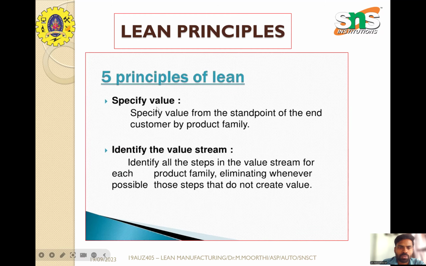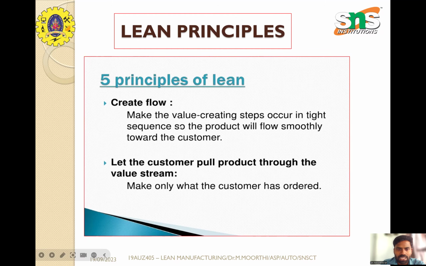Next is to specify the value, finding exactly the points in the process that add value to the process or industry. Next is identifying the value stream mapping. We need to find the entire process that really adds value, eliminating waste wherever possible. Next is creating flow, where we need to find the flow of the process in the production flow.